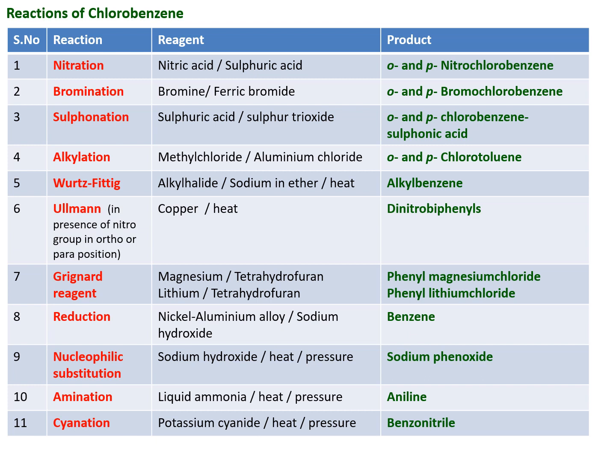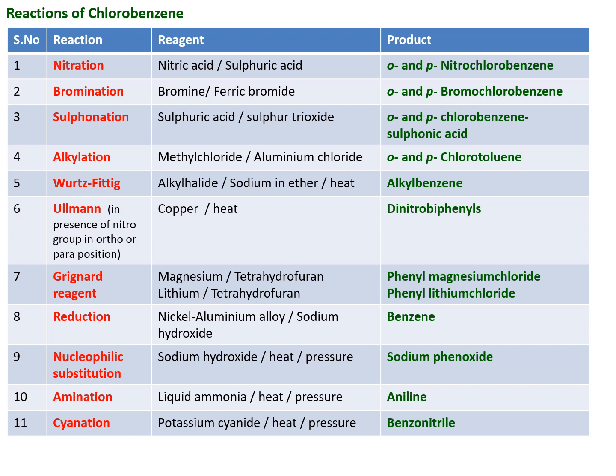Grignard reagent can be prepared here using magnesium in presence of tetrahydrofuran or lithium in presence of tetrahydrofuran. So the products will be phenyl magnesium chloride and phenyl lithium respectively for magnesium and lithium. Chlorobenzene also undergoes reduction in presence of nickel aluminum alloy or sodium hydroxide to give benzene.